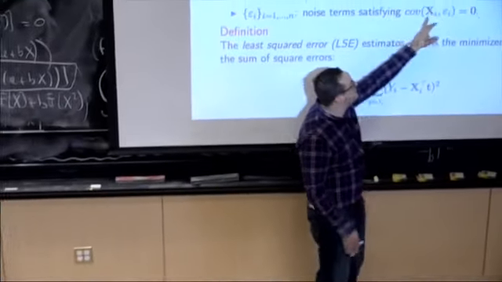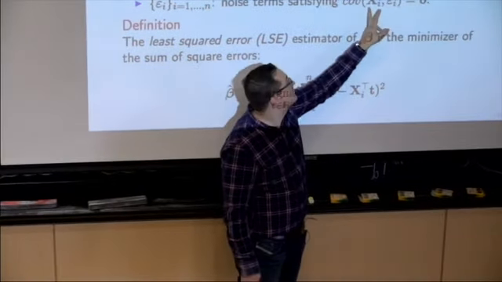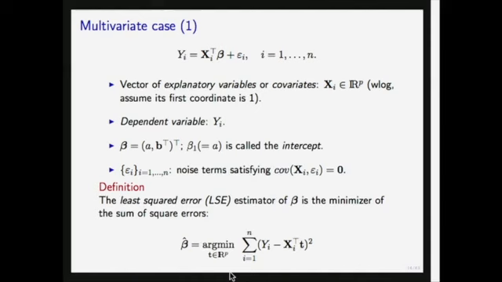For each coordinate of x, I want the covariance between epsilon and this coordinate of x to be equal to 0. So I'm just asking this for all coordinates. Again, in most instances, we're going to think that epsilon is independent of x. And that's something we can understand without thinking about coordinates.